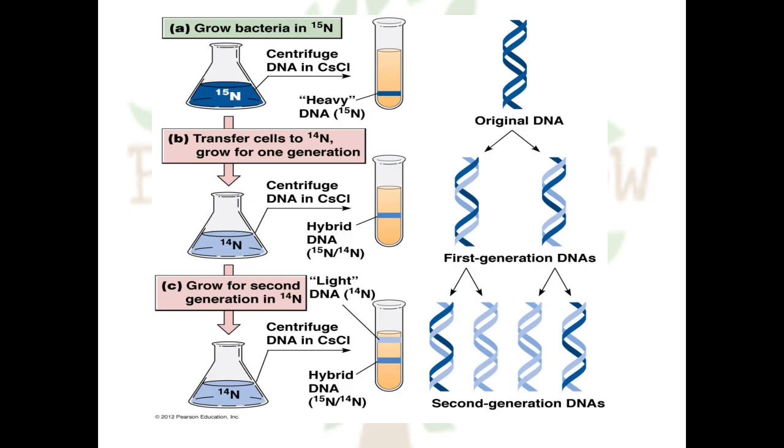Again they grew the second generation in 14N, that is the normal form of nitrogen, and they obtained 4 molecules in the second generation, containing 2 hybrid molecules having one strand with 15N and another strand having 14N, and 2 molecules having only the 14N form of DNA. Obtaining the 2 bands of DNA in the solution clearly proved that DNA replication is semi-conservative in all mammalian cells.